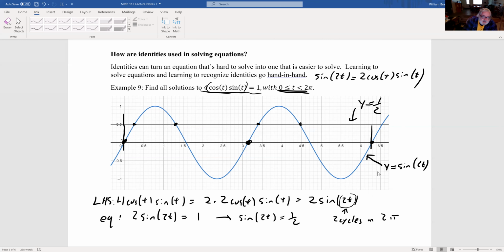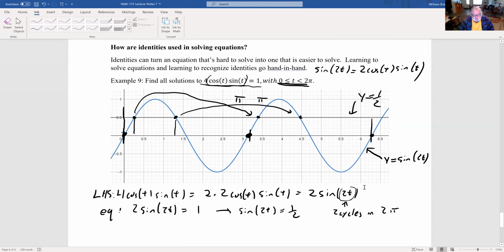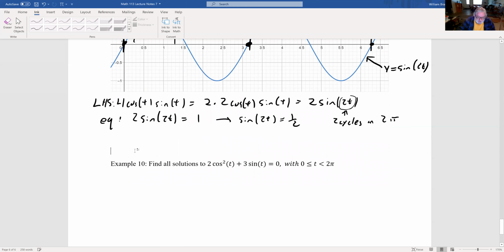So what do we know about that? If we can find this, and we can find this, then if we add pi, we should end up with that one. And if we add pi to that, we should end up with that one. Because each cycle has length pi. So if I just take this first cycle and move it to the right pi units, I can get the others. So how do we solve sine 2t equals 1/2?